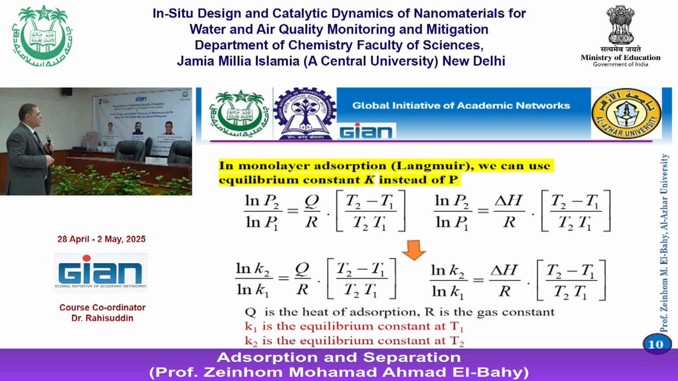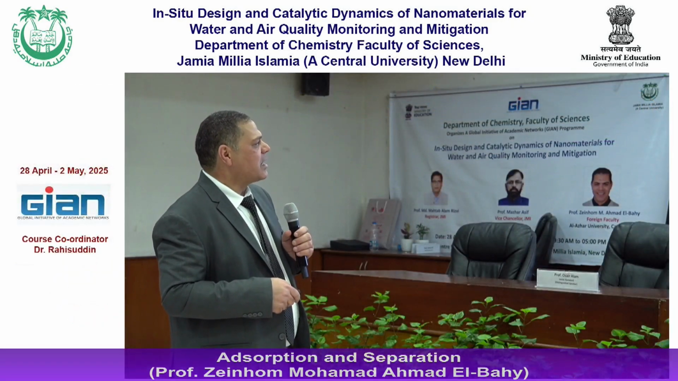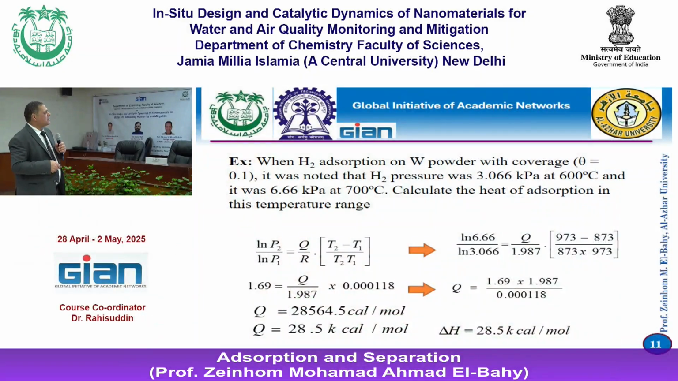If we have an example: hydrogen adsorption on tungsten powder with coverage of theta equals 0.1, it was noted that hydrogen pressure was 3.06 kilopascal at 600 degrees C, and it was 6.6 kilopascal at 700 degrees C. Calculate the heat of adsorption in this temperature range. Of course, it's very easy. It's direct substitution: ln P2 over P1 equals Q over R times (T2 minus T1) over T2 T1.